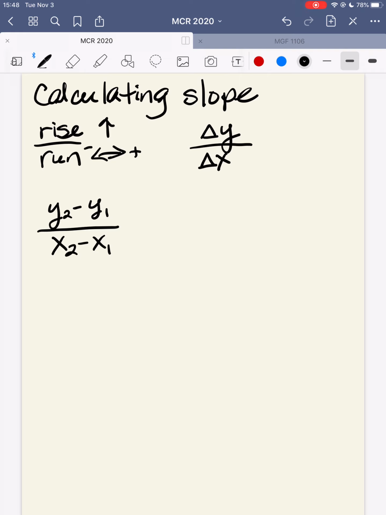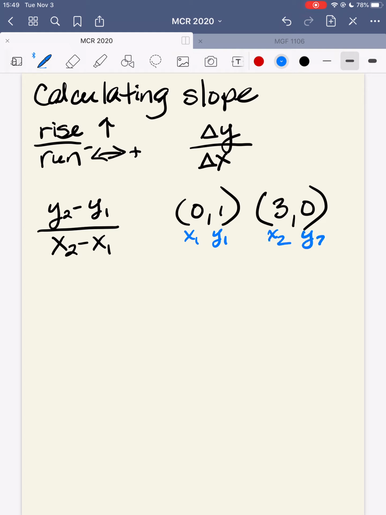Let's look at a really quick example of how this is going to work, and we're going to keep the numbers really small. So if I have the points, let's say (0, 1) and (3, 0). We're going to use some intercepts. It doesn't matter which one you call y2 or y1, as long as the x matches. So I'm going to call this one x1, y1, and I'm going to call this one x2, y2.